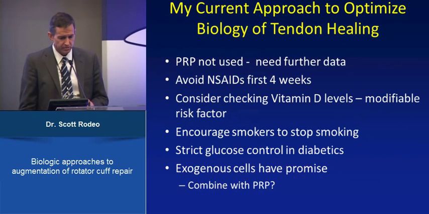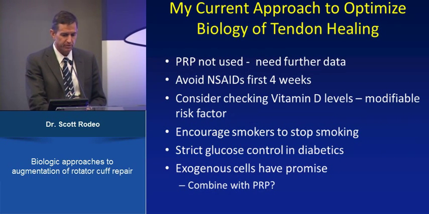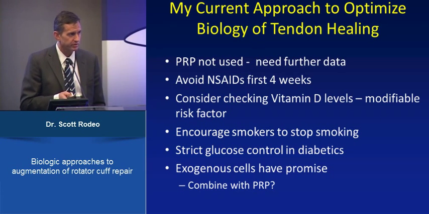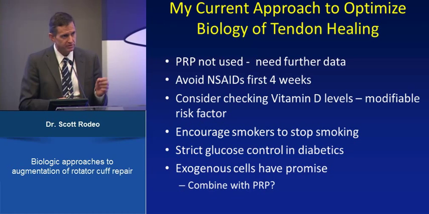So lastly, my current approach to optimize healing: I do not currently use PRP. I recommend avoidance of non-steroidal medications in the first 4 weeks. Consider checking vitamin D levels. This is a modifiable risk factor. Clearly encourage smokers to stop smoking. Diabetics, we should aim for strict glucose control prior to surgery. And lastly, we should think about exogenous cells. These certainly have promise, and maybe in the future we'll combine cells with PRP.